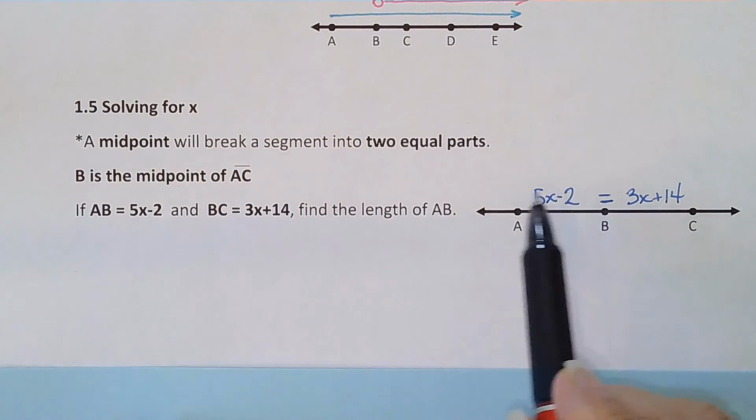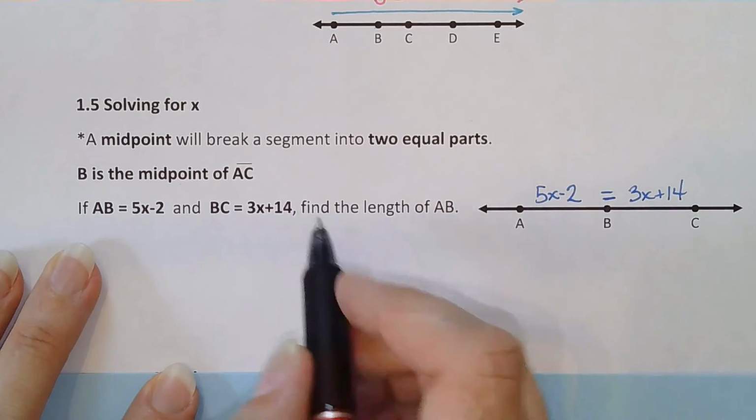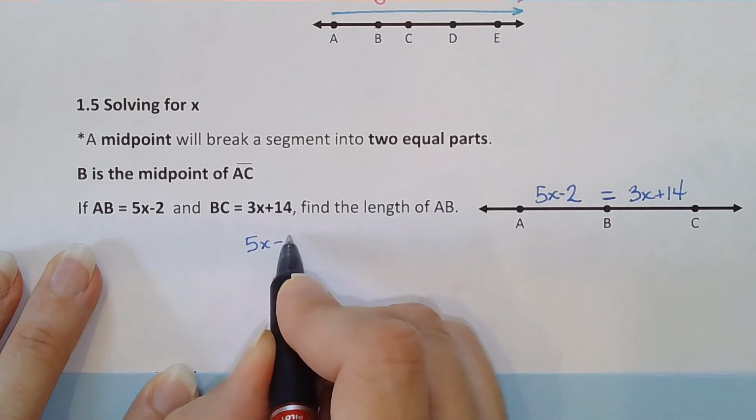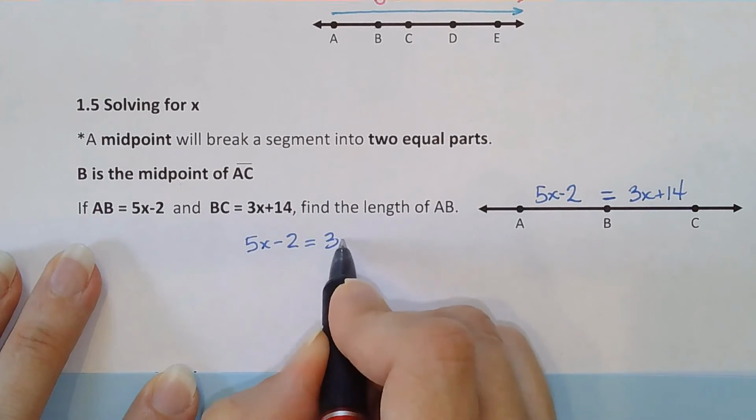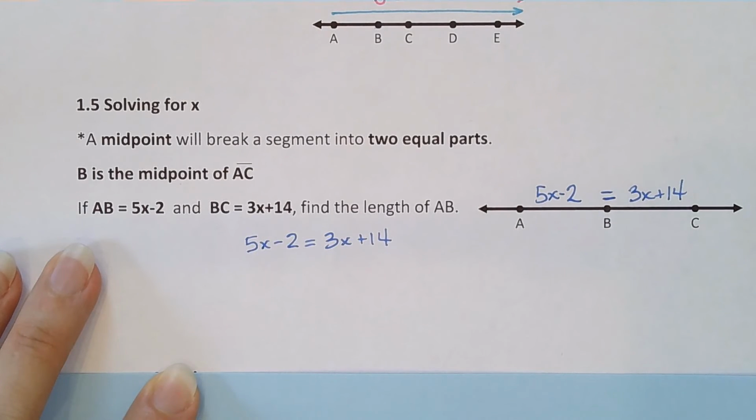So now that we've got this set up here, I'm just going to bring it down here below, so I've got a little bit more room to work on it. So I've got 5x minus 2 equals 3x plus 14. Right, I'm just bringing that down over here. I've set my two parts equal to each other. And so how do we go about solving for x? So if you remember, solving for x means we want to get x by itself on one side of this equation and everything else on the other side.